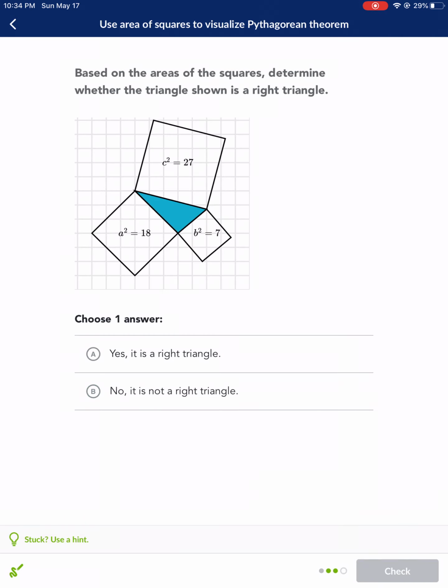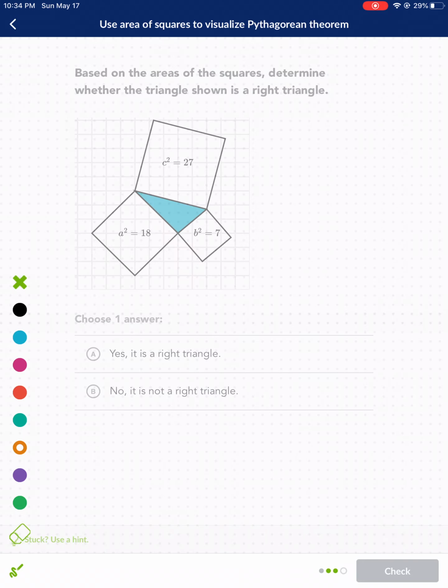And last, based on the areas of the squares, determine whether the triangle below is a right triangle. So as soon as I look at it, I say, yes, it looks like a right triangle. But what it's asking us to do is make sure that the side lengths work. So it's trying to make sure that 7 squared plus 18 squared equals 27 squared.